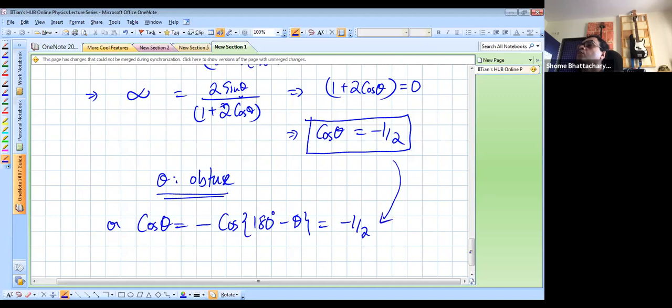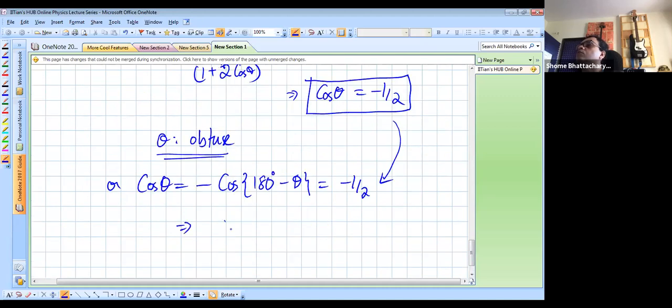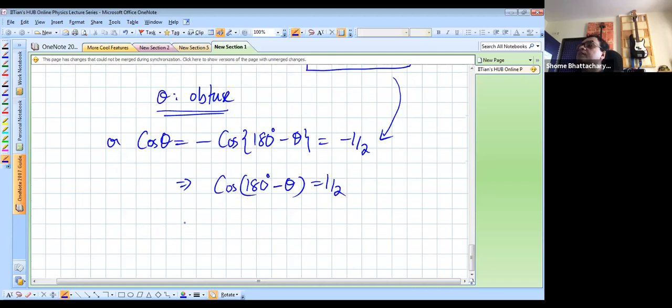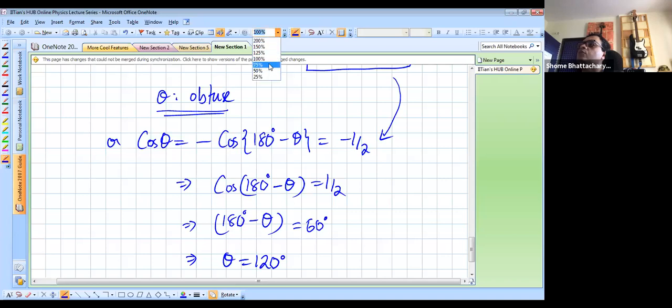Okay. So substitute this value here. So what does that tell me? That tells me cos of 180 minus theta is equal to half. So that tells me the angle on which I'm applying the cos, that is 180 minus theta, that angle is how much? That is 60 degrees. Okay. Or if you like, you can write this angle as alpha. So minus cos alpha is equal to minus half. That means cos alpha is how much? Half. So that means alpha is how much? It is 60 degrees, which now really shows you that theta is 120 degrees.